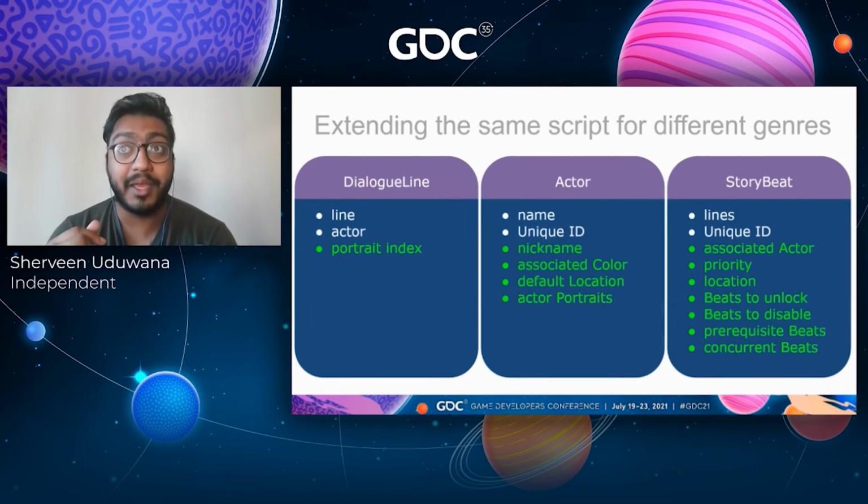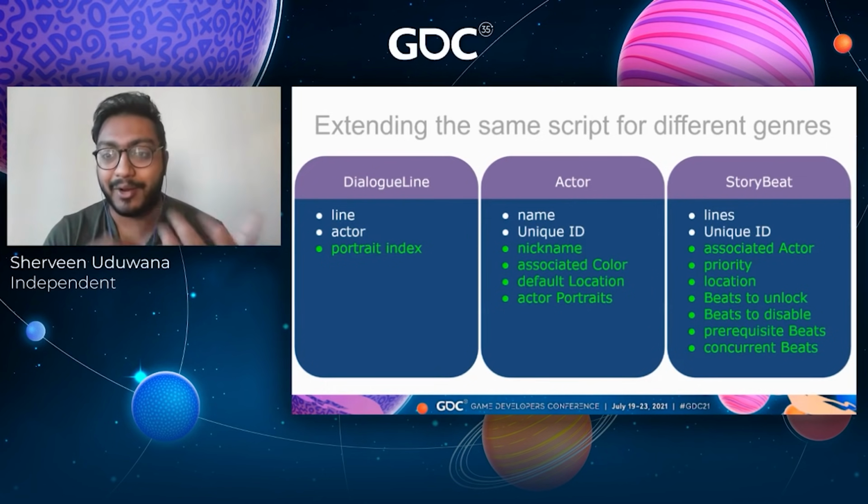But in Midautumn, I need to place specific characters based on where they're going to be for the conversation to make sense. So I needed that. I also needed references to how the different portraits they can have. And then the main meat of the change is in the Storybeat class because of accounting for this procedural narrative elements.